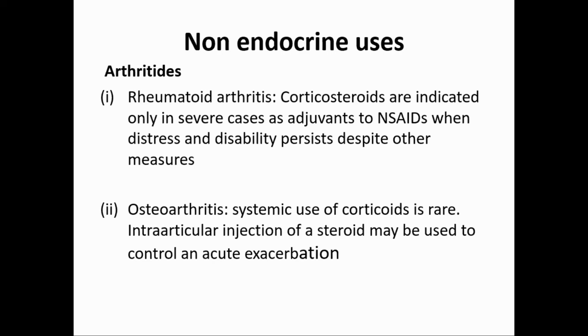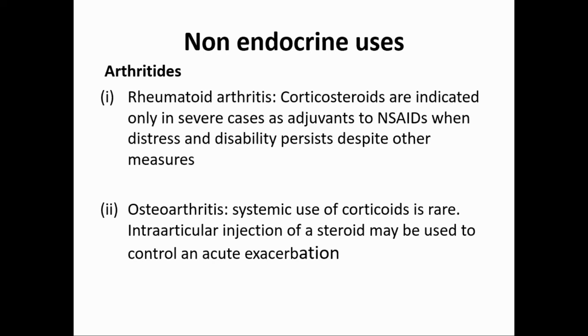Obviously the other drugs like DMARDs or the biological agents need to be used, but the pain that occurs with rheumatoid arthritis is usually controlled by using NSAIDs. But if NSAIDs are not able to control the pain associated with rheumatoid arthritis, or when NSAIDs are contraindicated, only then these corticosteroids are used.